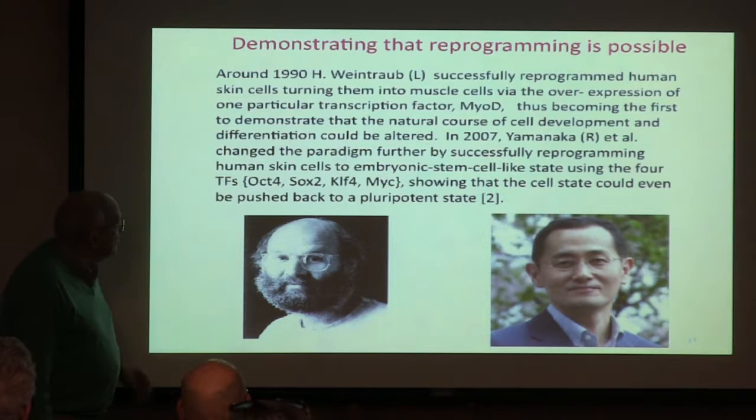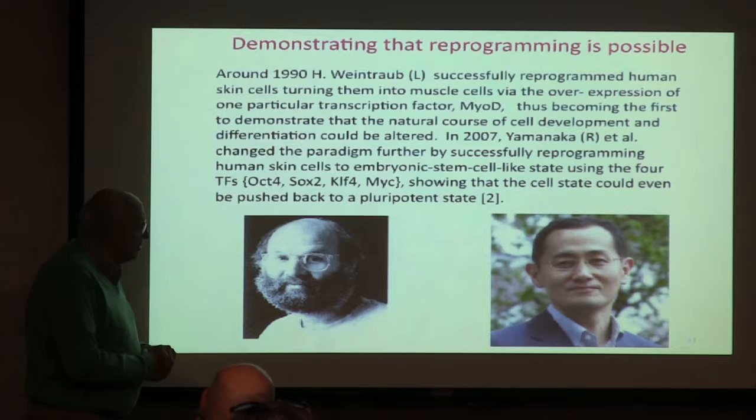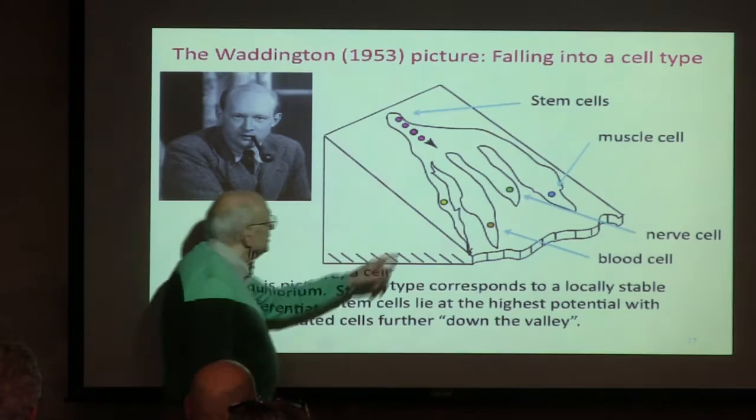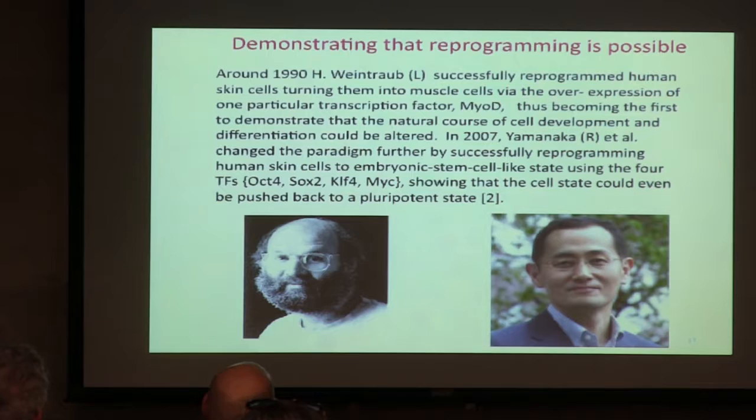25 years ago or so, Harold Weintraub figured out a way to produce muscle cell and skin cell. So that's not exactly going up the hill, but that's going across in this metaphor that we have here. That would be like going across a mountain pass and getting into a different cell type. And how did he do it?